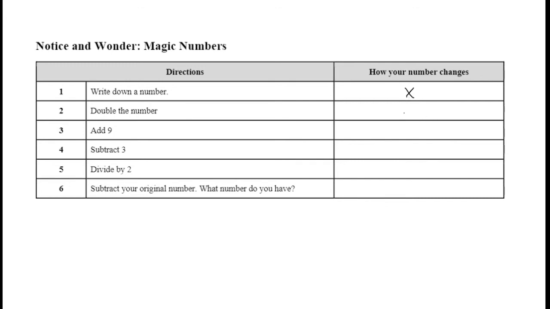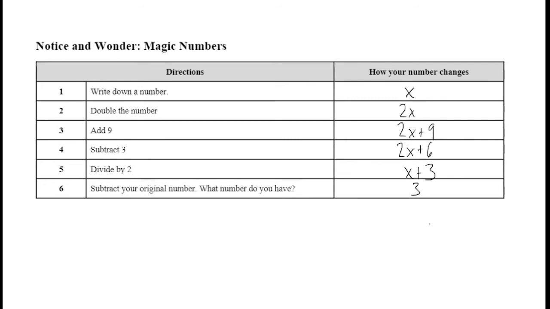Well, if we double x, we get 2x. If we add 9, we get 2x plus 9 as the expression up to this point. Subtract 3, well, 2x plus 9 minus 3 is 2x plus 6. Divide by 2. Just like the distributive property for multiplication, this division will distribute across both, so we'll get x plus 3, and you might see where this is going here. If we subtract out the x, we're left with 3.